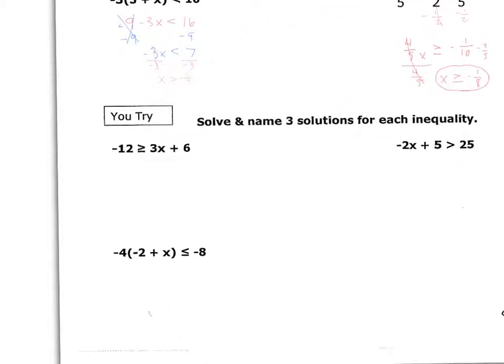Okay, now I want you by yourself to try this one right here, and this one right here. Go ahead and give those a try for me, and then we'll come up with some solutions afterward.